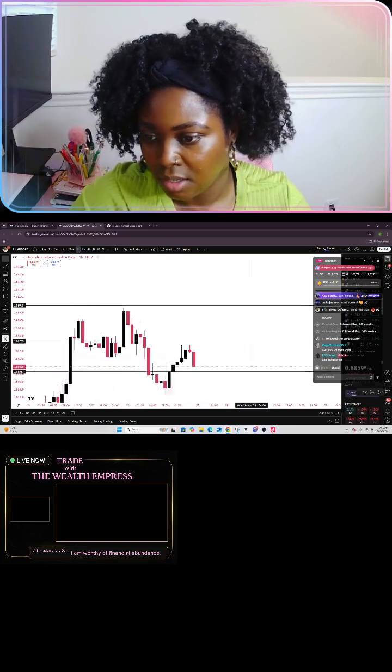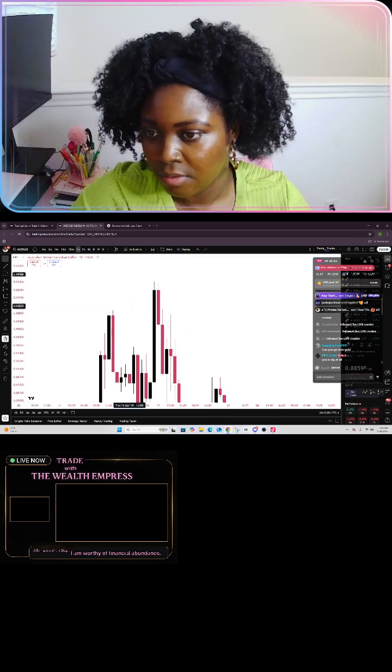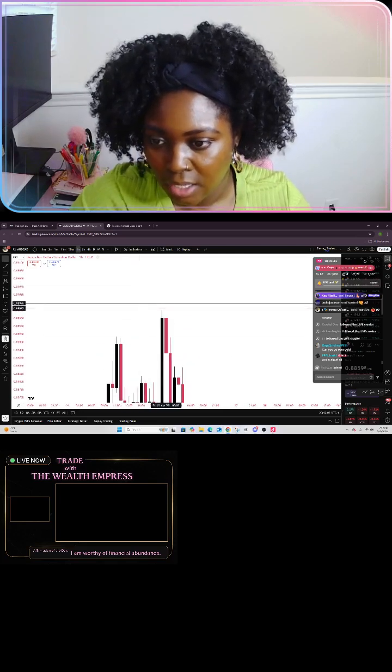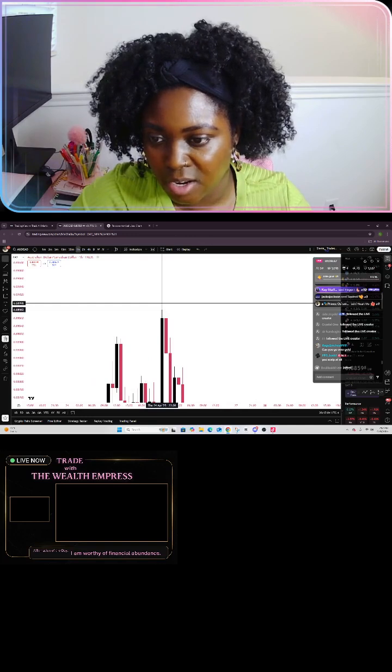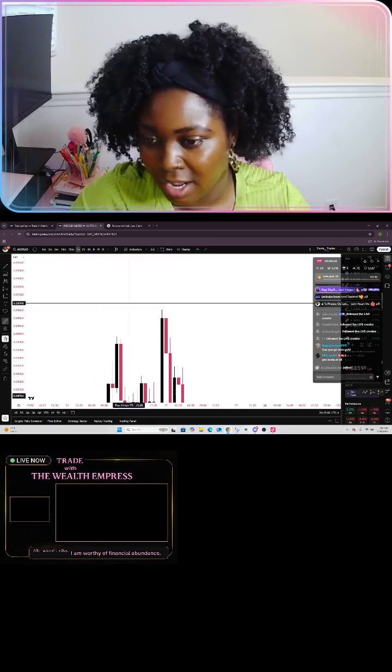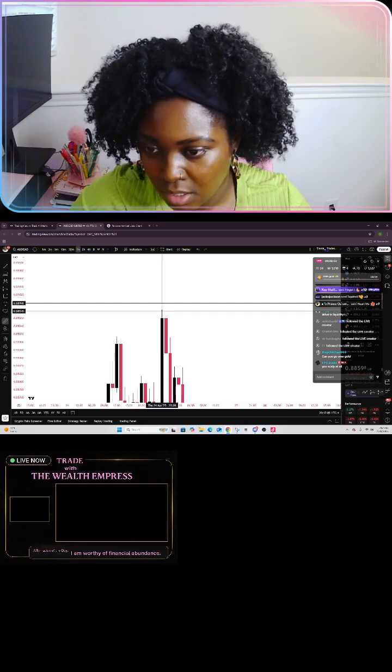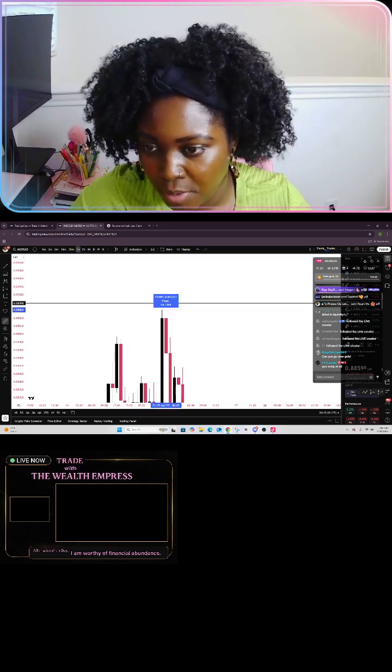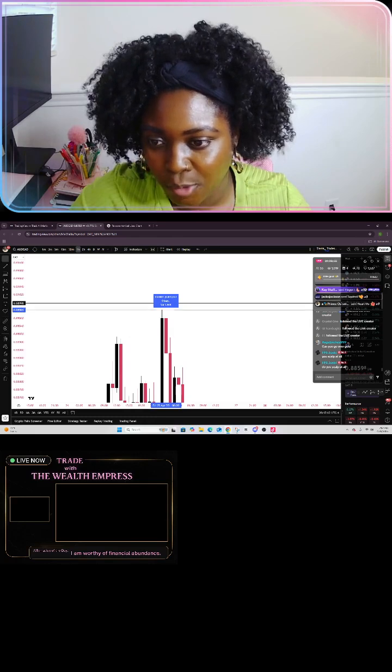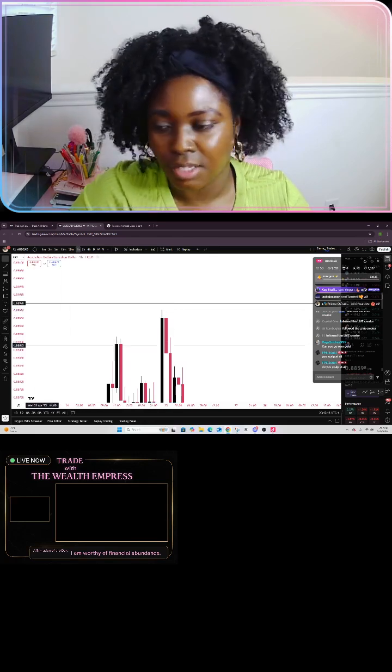Now, I think these are perfectly equal. Let's see. No, they're not. You see, this one is a little bit shorter than this one, but it's not even a whole pip difference. Y'all see that 0.1? So that's relatively equal.